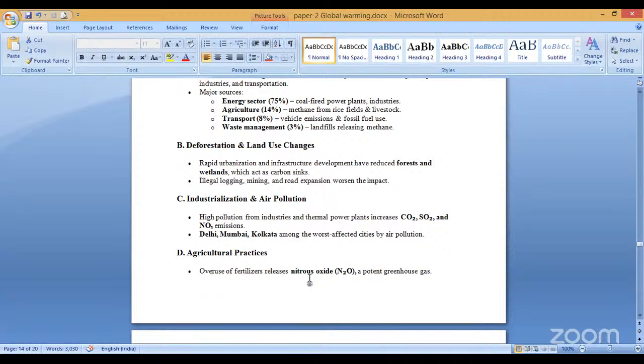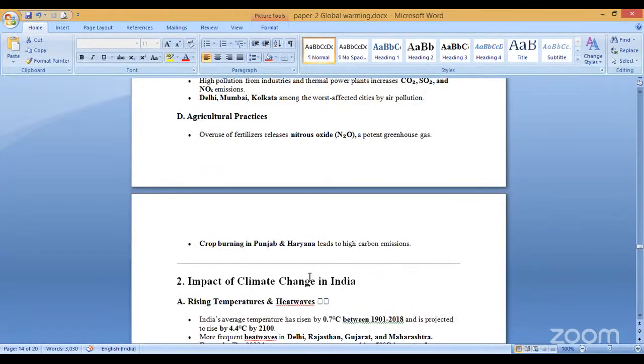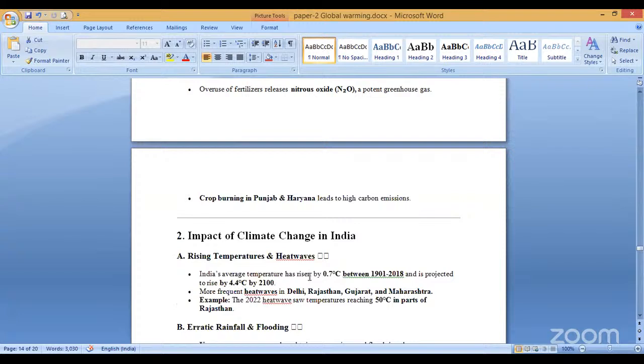High pollution from industries and thermal power plants increases carbon dioxide, sulfur, and nitrogen emissions. Delhi, Mumbai, and Kolkata are among the worst affected cities by air pollution. Agricultural practices, such as overuse of fertilizers, release nitrous oxide, a potent greenhouse gas. Crop burning in Punjab and Haryana leads to high carbon emissions.